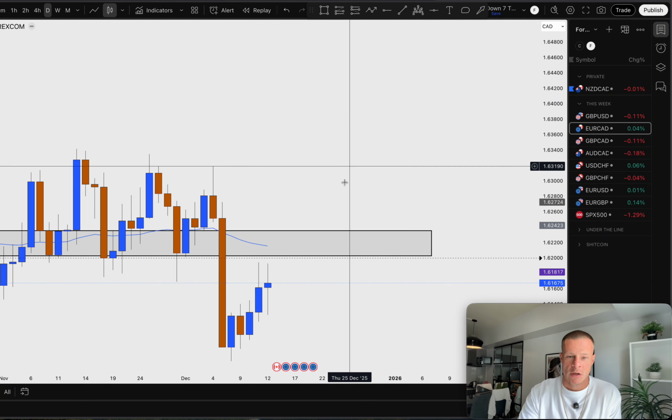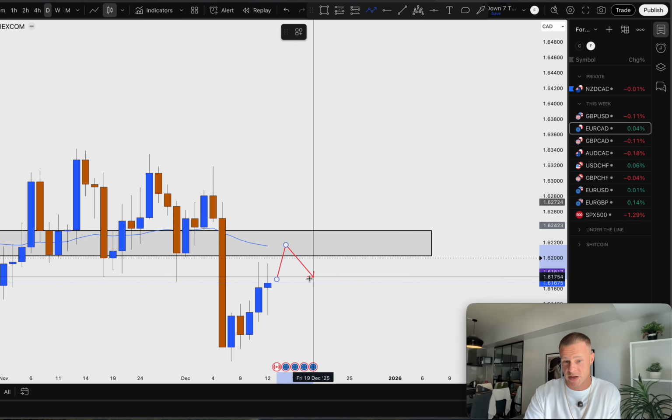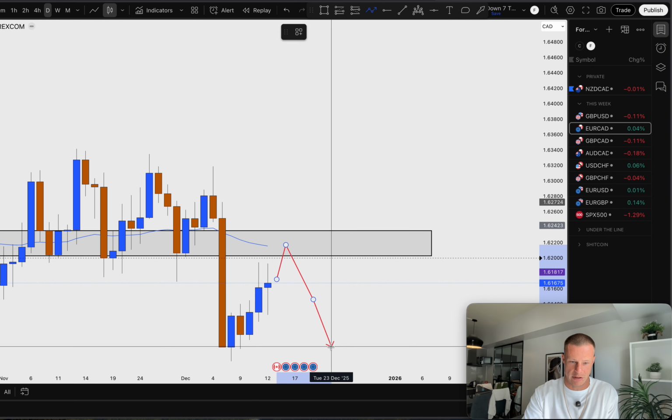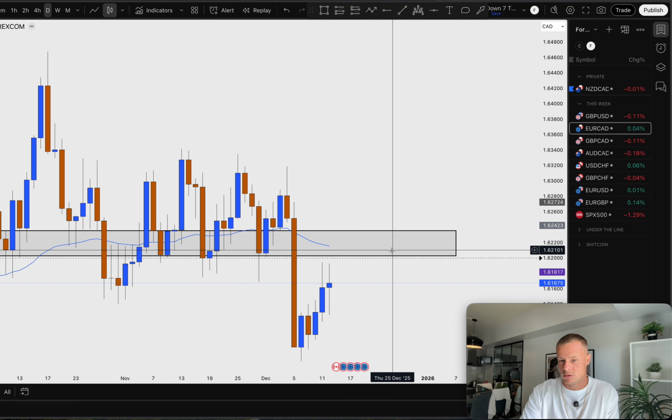So I'm going to simply wait for the price to get to this resistance to then sell, and I'm going to sell all the way down here probably. This will be my TP. Now that's how I draw the support and resistance.